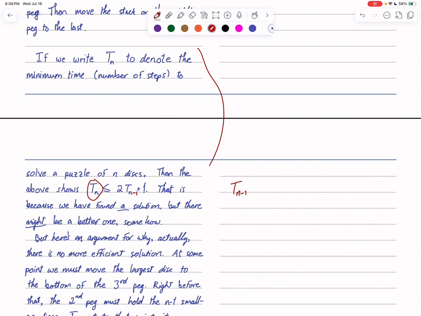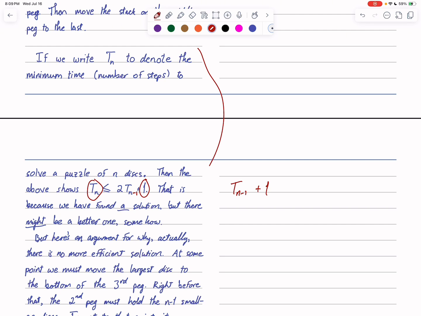And that, of course, consumes n-1 steps, however many steps that is. We still don't know what that is, but we're getting there, I promise. So we use up that many steps to take those n-1 disks and move them over to the middle peg. Then we take one more step to take that biggest disk that was still at the bottom of the 1st peg and move it over to the 3rd peg. So that eats up 1 step, and so there's a +1.